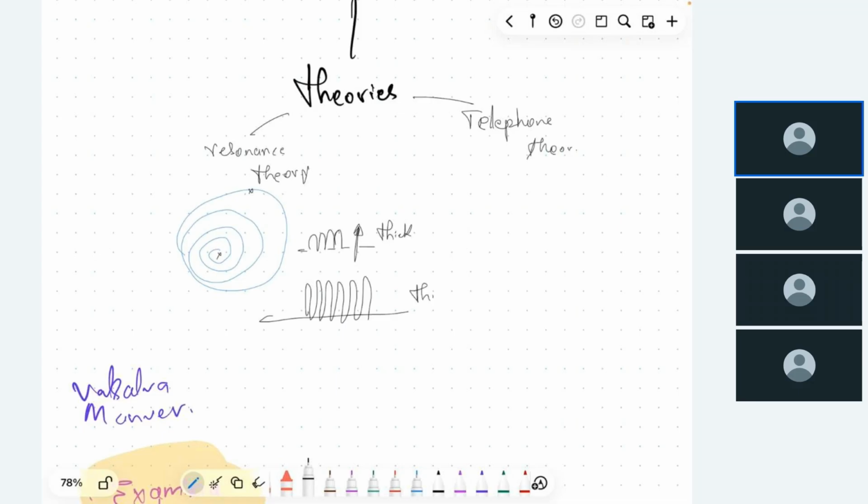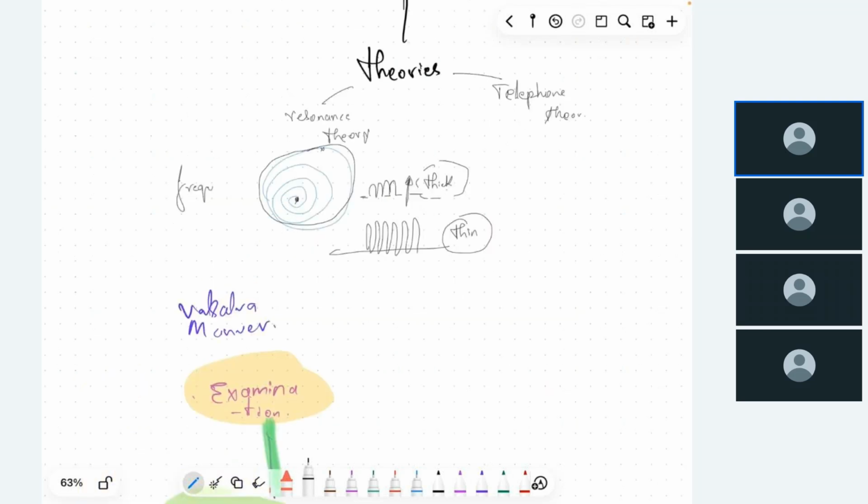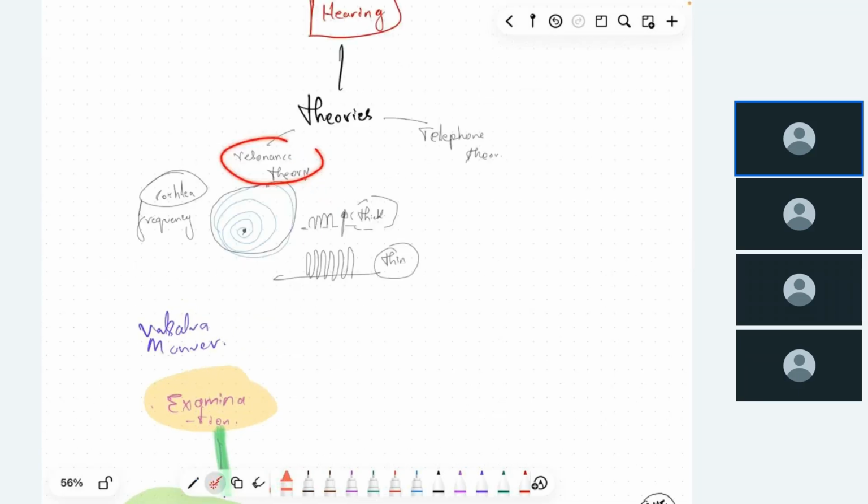So, in response to higher frequencies, the basal turn hair cells will vibrate. In response to lower frequencies, the hair cells in the apex of the cochlea will vibrate, leading on to recognition of frequency at the level of the cochlea. This is about resonance theory. Let's see what telephone theory has to offer to us.